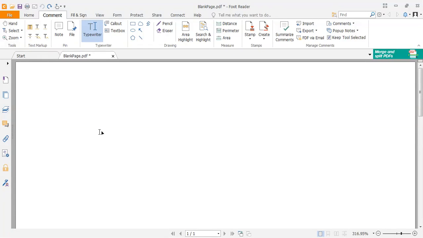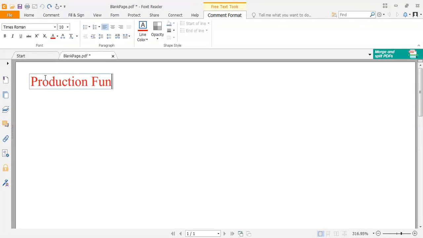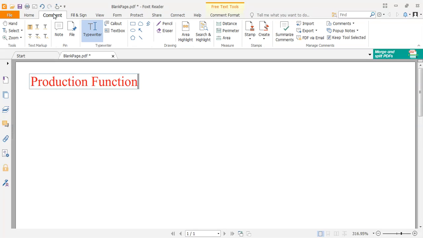Hello everybody. Okay, so in today's video we'll be talking about a production function. Before we start with discussing what a production function is, the first thing that we need to know is what a function actually is. I'm sure all of us know that, but let's have a quick recap of what we know.